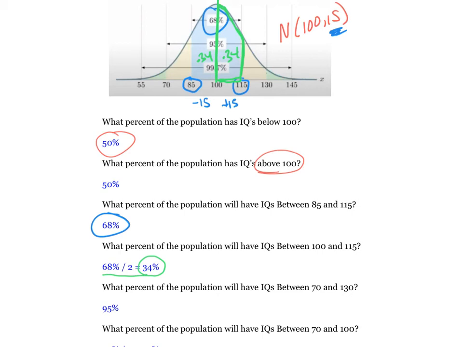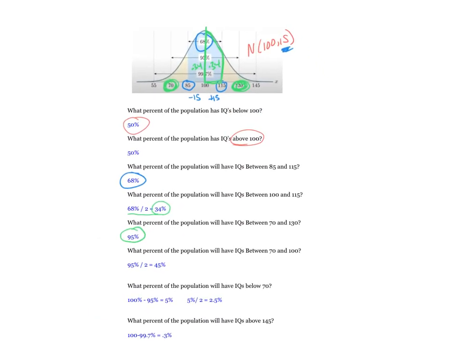Let's try this one. What percent of the population will have IQs between 70 and 130? Well, 70 is here, 130 is here. That's 95%. That's 2 standard deviations in either direction. Let's shrink this down a little bit. And it says, what percent of the population will have IQs between 70 and 100? Well, 70 to 100 is half of 70 to 130. And we said that 70 to 130 was 95%. So 70 to 100 is half of that, so I would take 95 divided by 2 and get 47.5%.